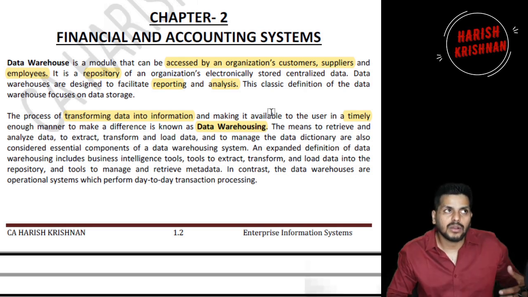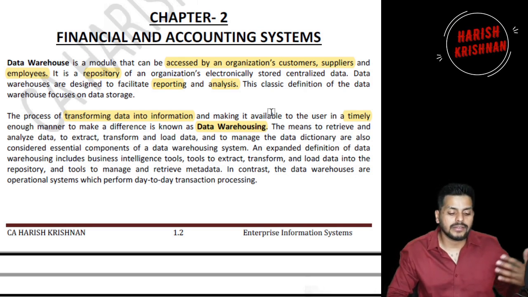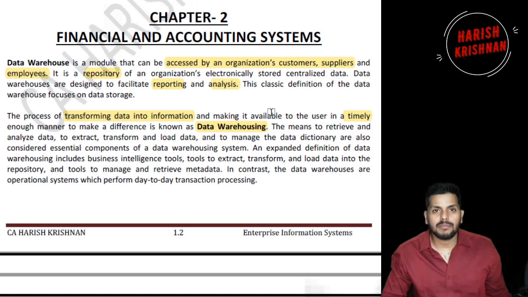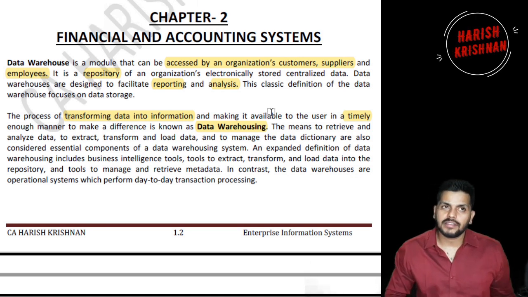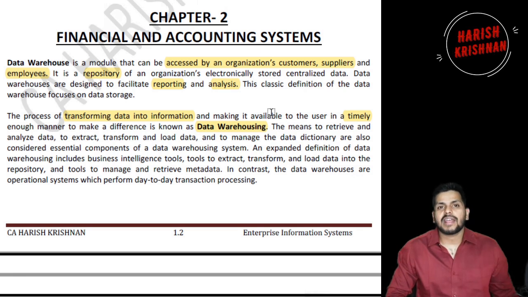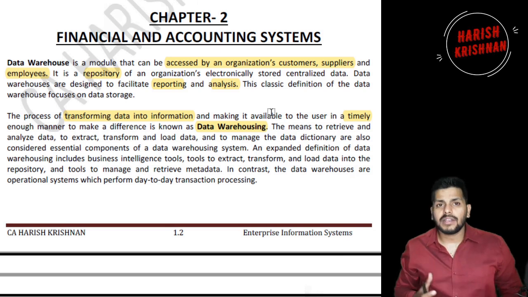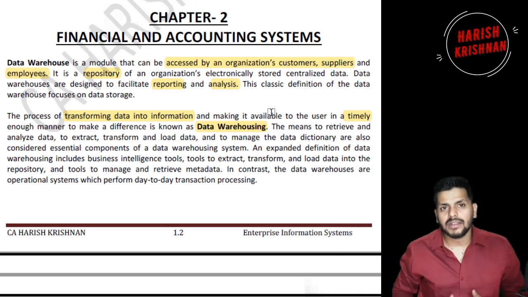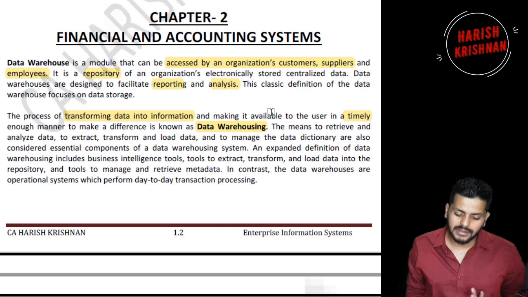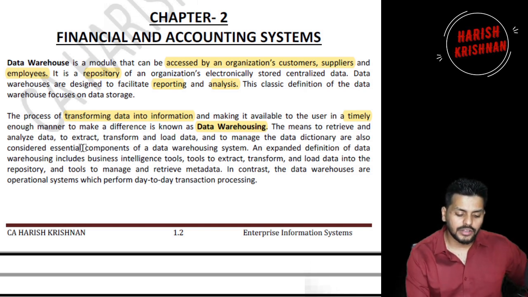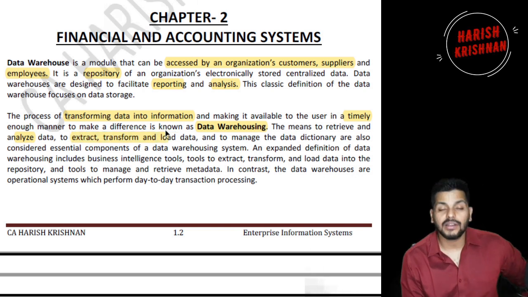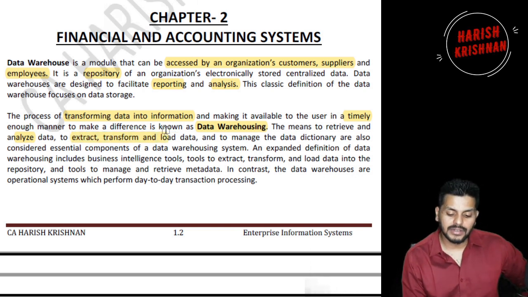Whenever you say warehousing, it's a process, a sequence of steps involved. I hope all of you remember the concept that you studied in the second chapter called ETL: extract, transform, and load. Extract the data, transform the data into meaningful form, and load it back into the warehouse so that people can use that to make decisions. This means to retrieve and analyze data, and ETL: extract, transform, and load data, to manage the data dictionary, are also considered the essential components of data warehousing system.